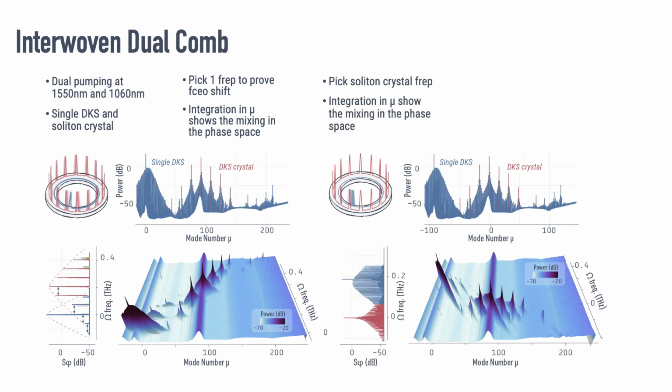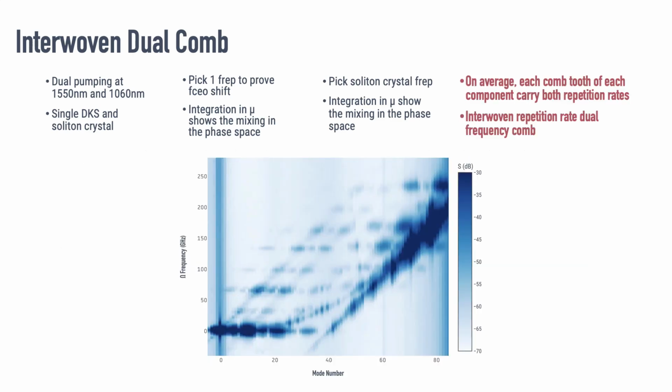You obviously have the single DKS that has new frequency components, while the soliton crystal should have only one. And what you see are all the different components that are due to four-wave mixing Bragg scattering. If you really push it hard, that's the kind of comb you're going to get. You're going to get this kind of interwoven comb.